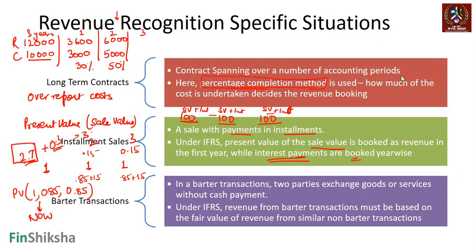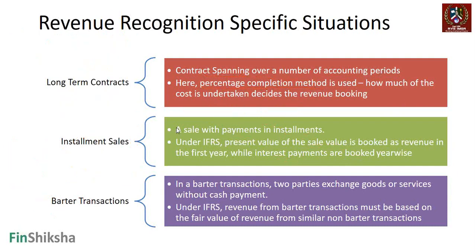Let's revisit this to make this clear. Let's say there is a car that is worth 2.7 lakhs and it is being sold for 3 lakhs, right? So how much is the interest component? 30,000. That's the interest component, right? Let's say the first year is 1 lakh, the second year is 1 lakh, the third year is 1 lakh, right?